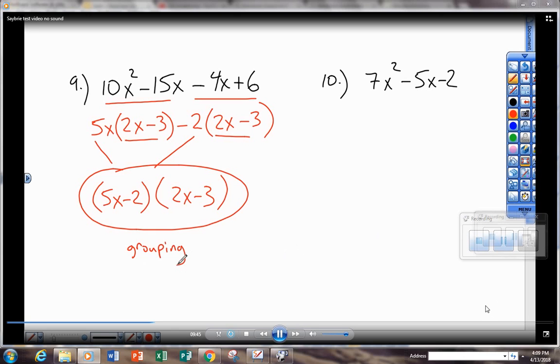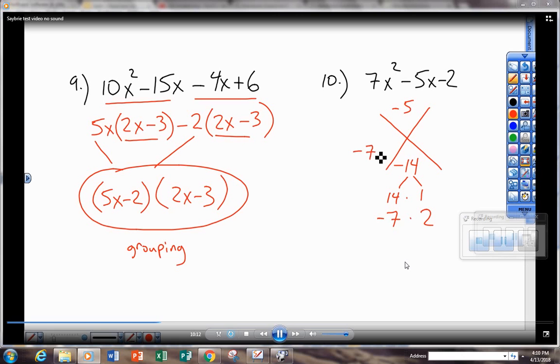Alright, 10 is a more difficult one where there's no number you could take out. So you put that negative 5 on top, and then make sure you times 7 times negative 2, which is negative 14. Remember, you times those numbers. And then these are the ones with little fractions on the side. So the two numbers are going to be 7 and 2, with 7 negative and 2 positive.